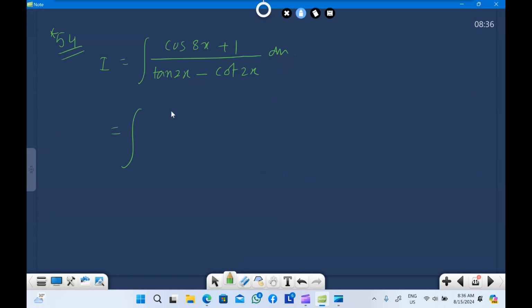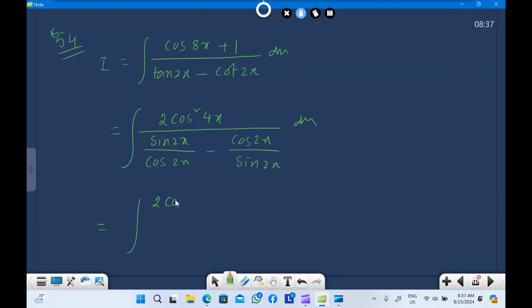You see this. So this numerator is 2 times cos square 4x, and the denominator is tan 2x, that is sine of 2x divided by cos of 2x, and minus this is cos of 2x divided by sine 2x dx. Simply take the LCM here. So the numerator is the term 2 cos square 4x.